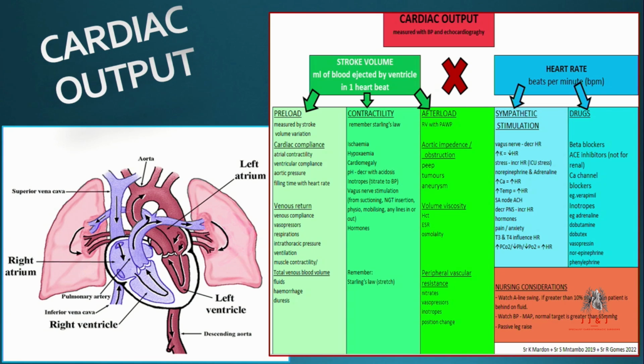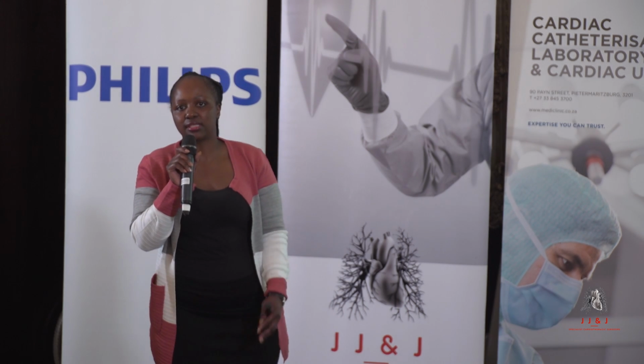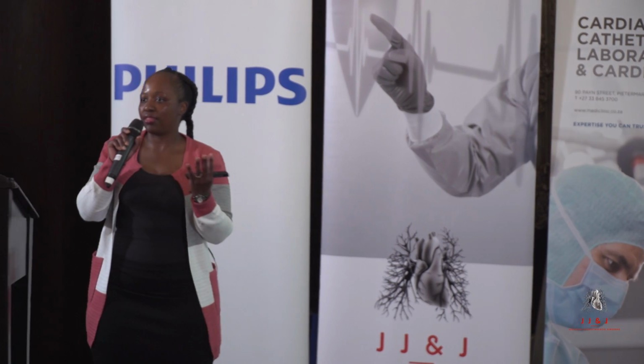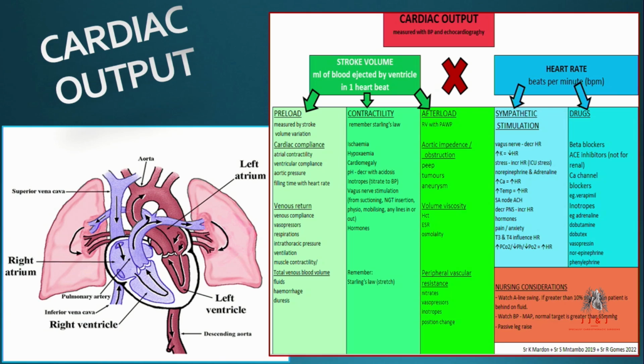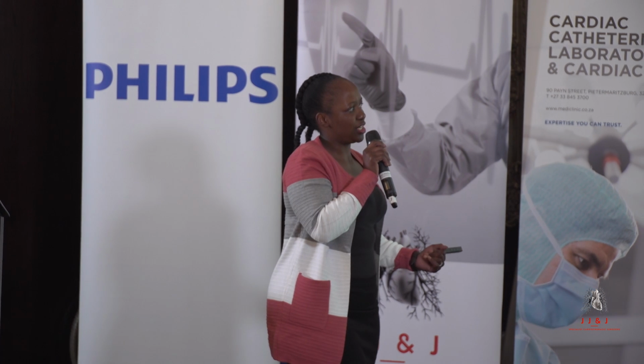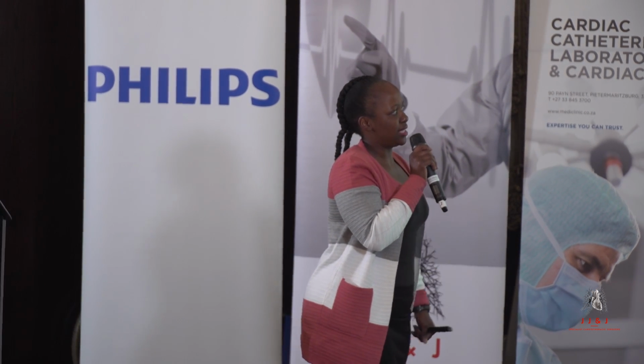Then you have factors that affect your contractility, where we look at the Starling law, which basically means that the more your cells contract, the more blood volume you will have, until you reach a stage where you cannot contract further, and then your cardiac output will decrease. Factors that influence your contractility are ischemia, hypovolemia, cardiomegaly. Your pH would decrease with acidosis, your vagus nerve, and things like your hormones. And then again, we go back to the Starling law.